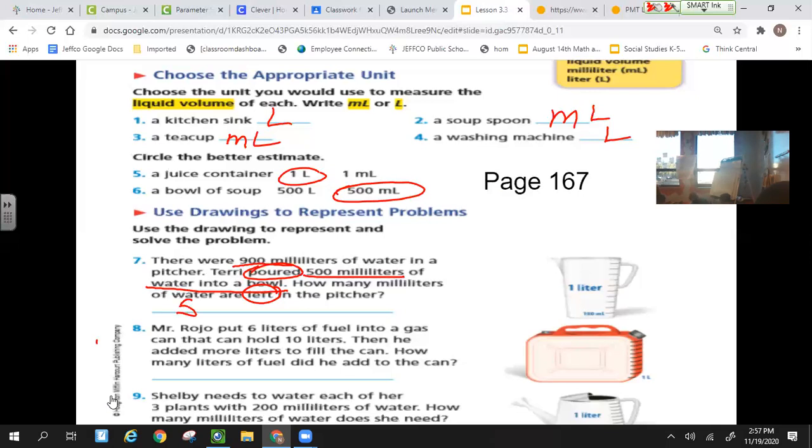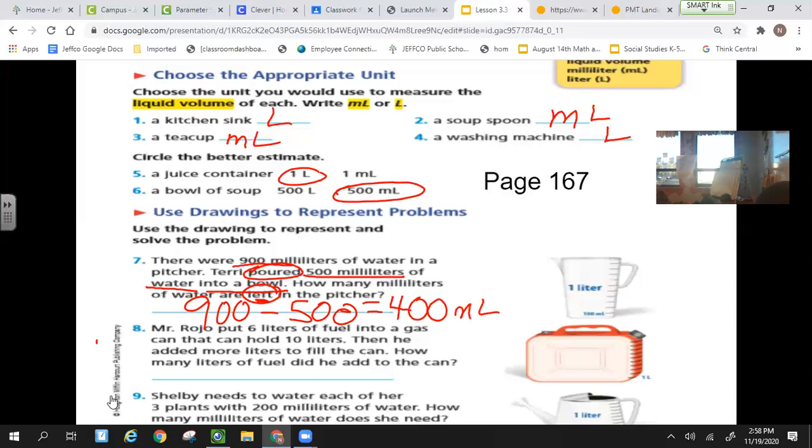Poured was a key word. When you pour something, you're getting rid of it, right? So you have 900 and you're pouring 500 milliliters. So you're getting rid of it. And also it asks how many are left. So how many are left? 400 ml. Now let's try the next one.